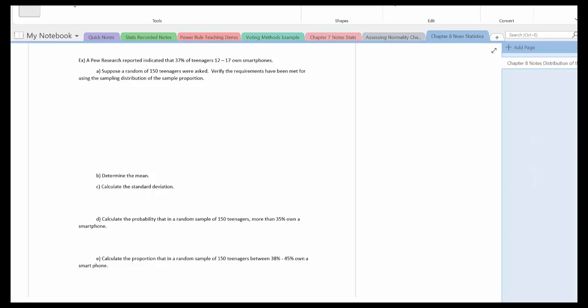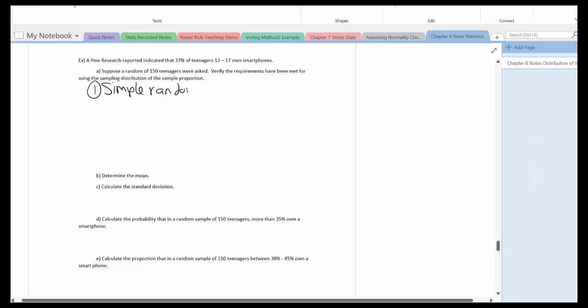Okay, let's take a look at an example. A Pew Research report indicated that 37% of teenagers 12 through 17 own smartphones. Suppose a random sample of 150 teenagers are asked. Verify the requirements have been met using the sampling distribution of the sample proportion. Okay, there's three things, right? Number one, we know it is a simple random sample.